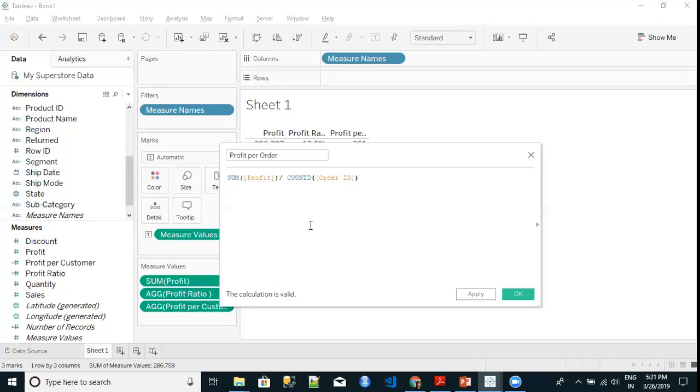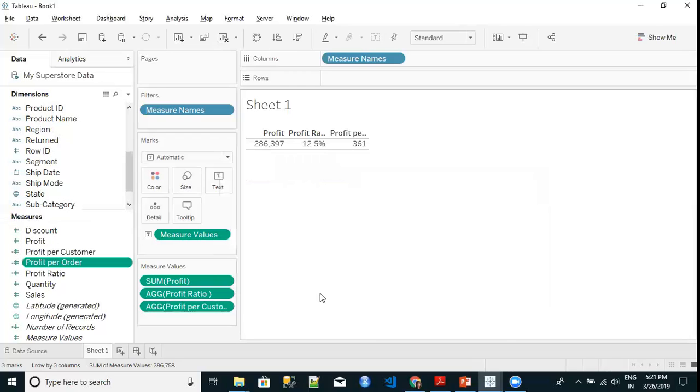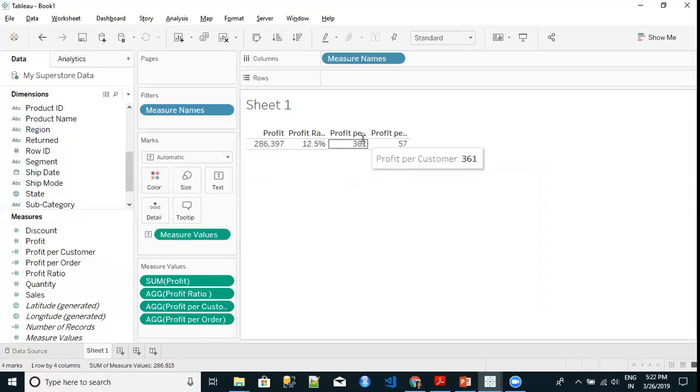Okay, so when I want to do the distinct, I use the count D function. And when I'm not concerned about whether it's repeating or not, just concerned about what is the total number, I use a count function. Okay. All right, so we have profit per order, and I have profit ratio, profit per customer, and profit per order.